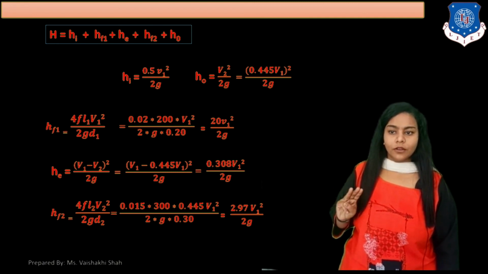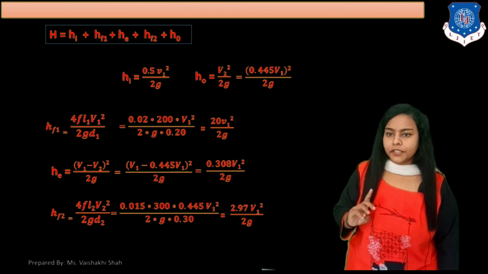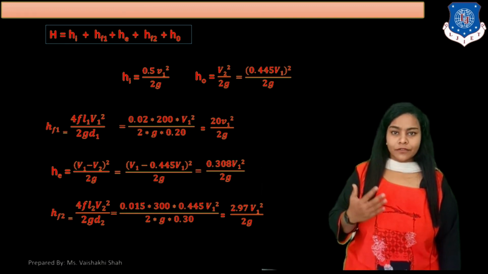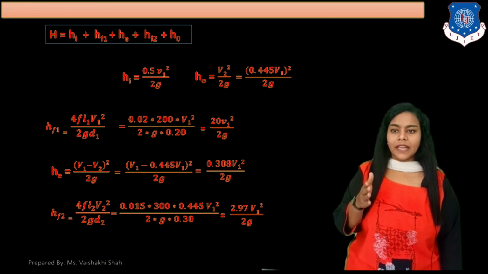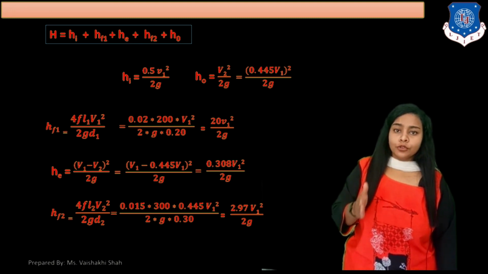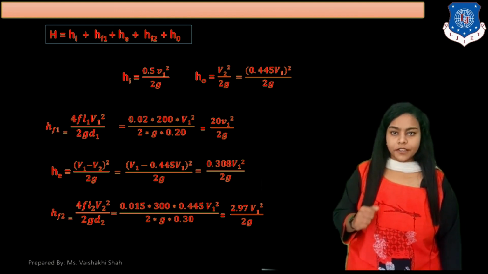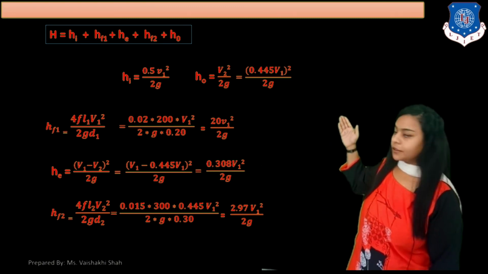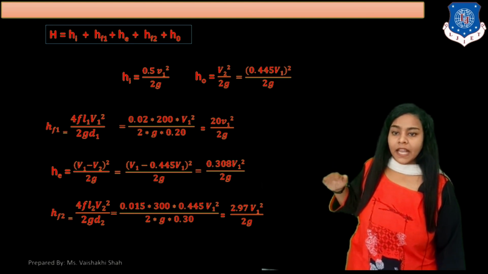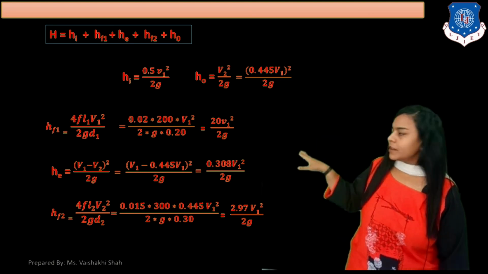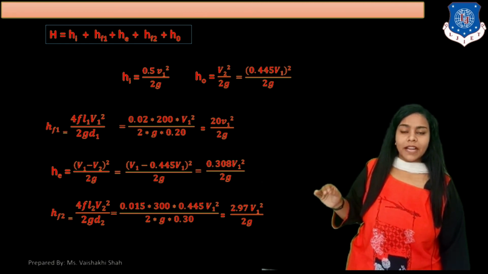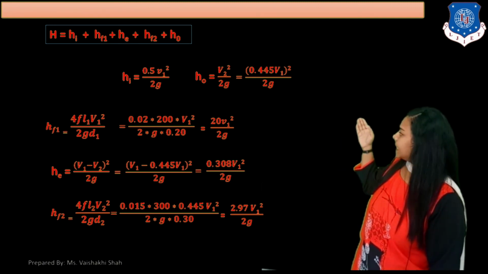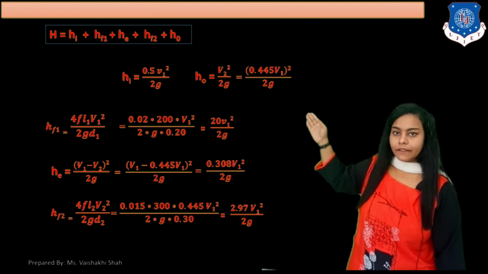Clear? Now the third head loss is HF1, head loss due to friction. As we know, head loss due to friction we can find by using the Darcy-Weisbach equation: 4F1 L1 V1 square upon 2G D1. This is your Darcy-Weisbach equation. Now, placing the values in the equation, we already have 4F1, which is 0.02, L1, that is 200, and V1 we do not have the value of, so V1 is your subject, divided by 2G D1, that is 0.2. So you get HF1 equals 20 V1 square by 2G.